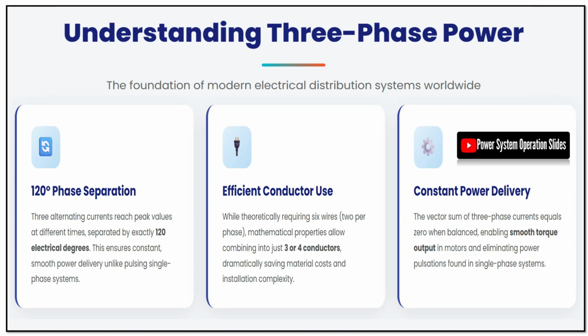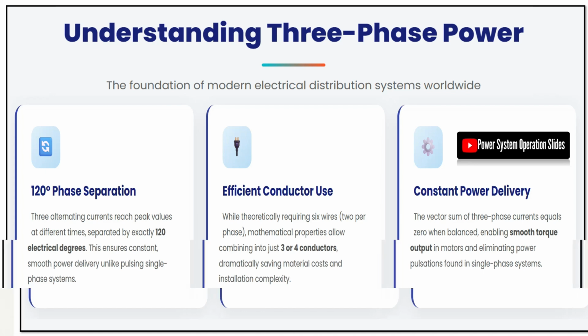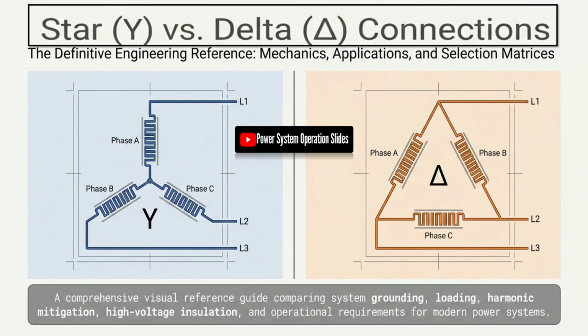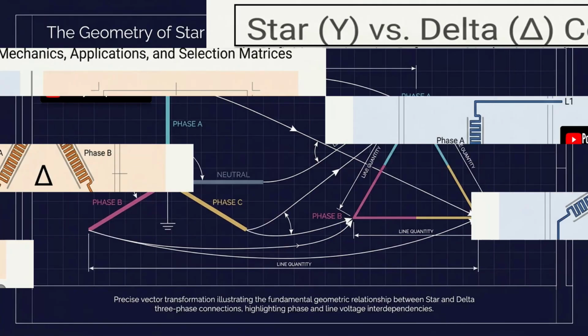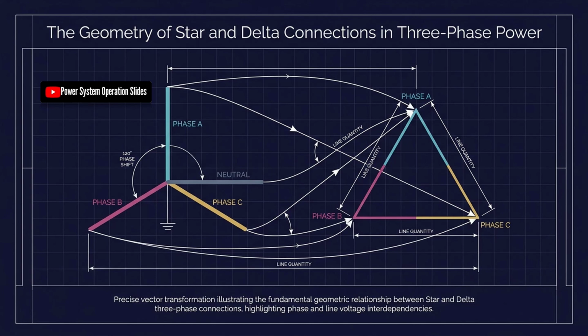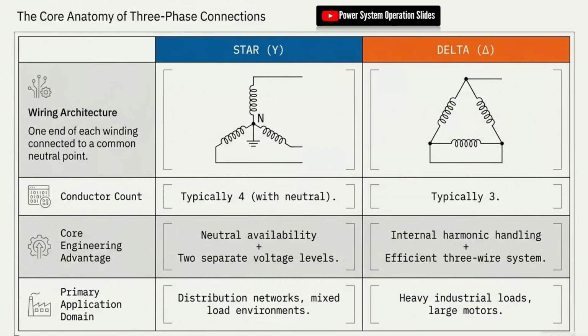A three-phase system consists of three alternating voltages or currents that are displaced from one another by 120 electrical degrees. This phase displacement allows three-phase systems to deliver electrical power more smoothly and efficiently than single-phase systems. As a result, three-phase systems are widely used in industrial facilities, commercial buildings, electrical distribution networks, large motors, and interconnected power systems. The 120-degree relationship between the phases also provides an important electrical advantage because, in a balanced system, the vector sum of the three-phase currents is zero.